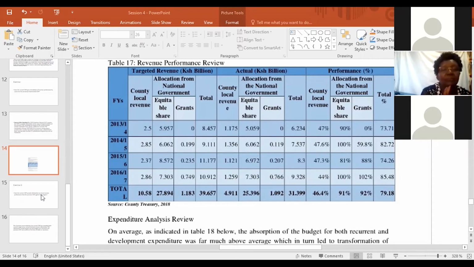So they usually approximate, and then they say, we expect 50,000 cars are going to pass this month, and they are going to pay cess. So they put these projections. But sometimes the projections that they put don't materialize.